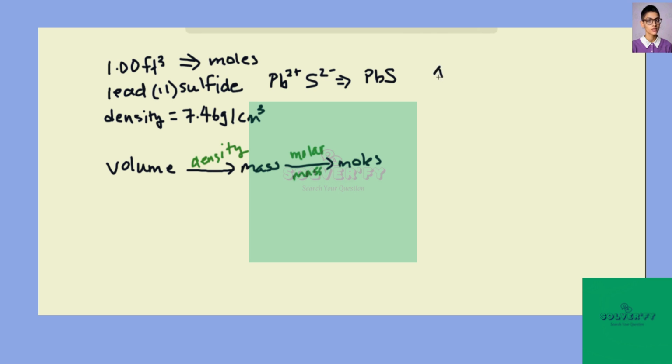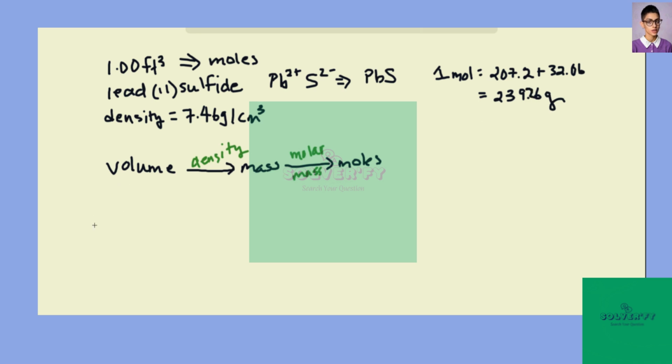To find the molar mass of this compound, we use the atomic masses given on the periodic table and add them up. So first we find the atomic mass for lead, which is 207.2, plus the atomic mass of sulfur, 32.06. Those are both found on the periodic table. Adding them together, 1 mole has a mass of 239.26 grams.